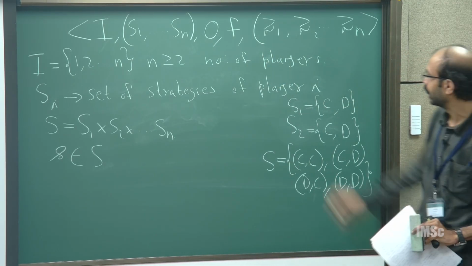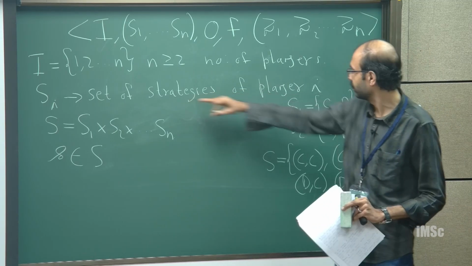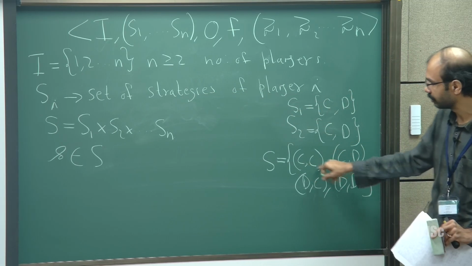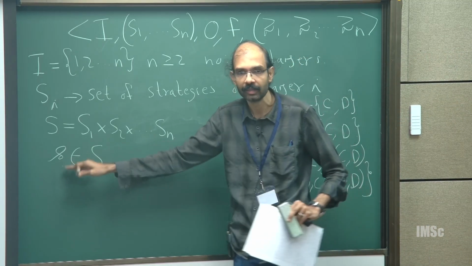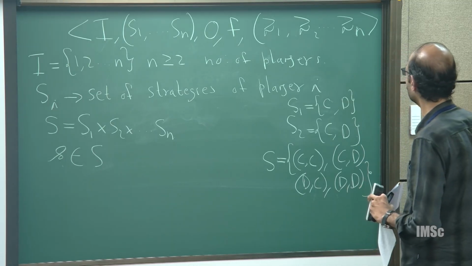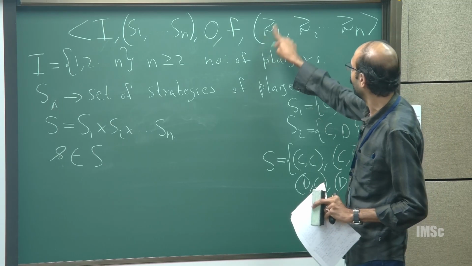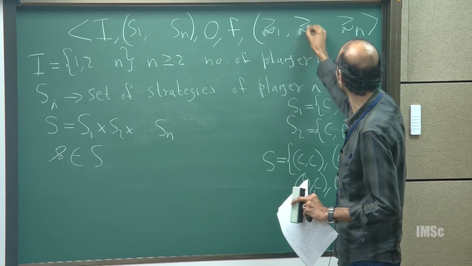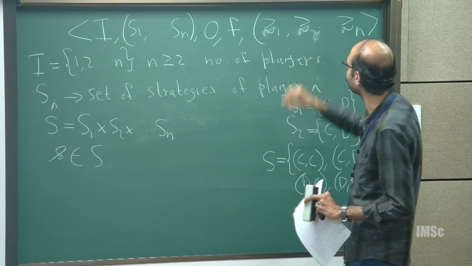So you have players, each of them has strategies, and when each of them chooses a strategy, I can talk about a particular strategy profile, okay? What is that symbol after? Where is it? Oh, this one? This is an equal sign. Equal. Okay.